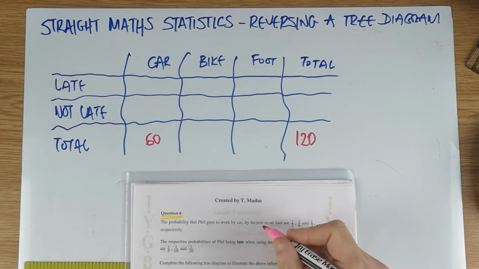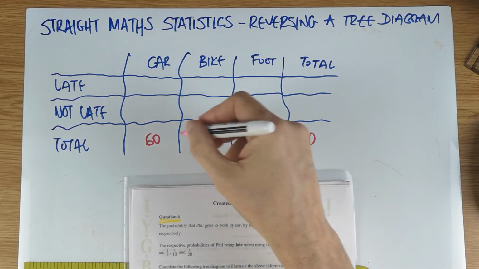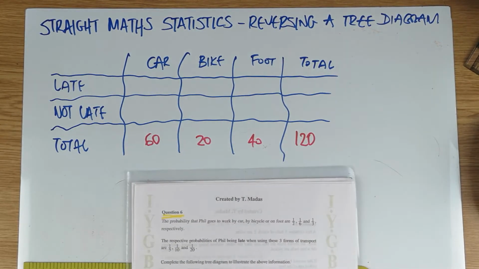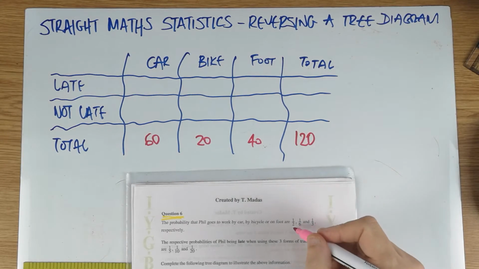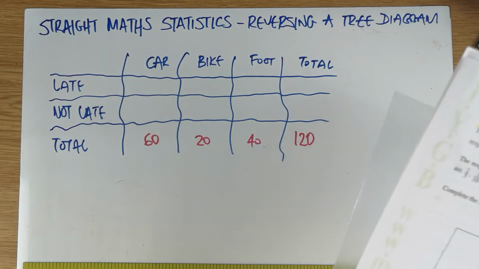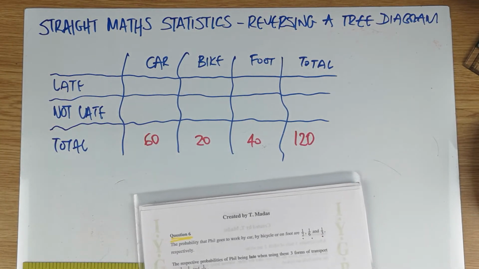1/6 he went by bicycle. So 1/6 of 120 is 20, and it should be 60, 20, 40. And of course, that should be a third of 120, so that works fine. So I'll just use these three facts by filling in the totals at the bottom of this two-way table. Where do I go next now?